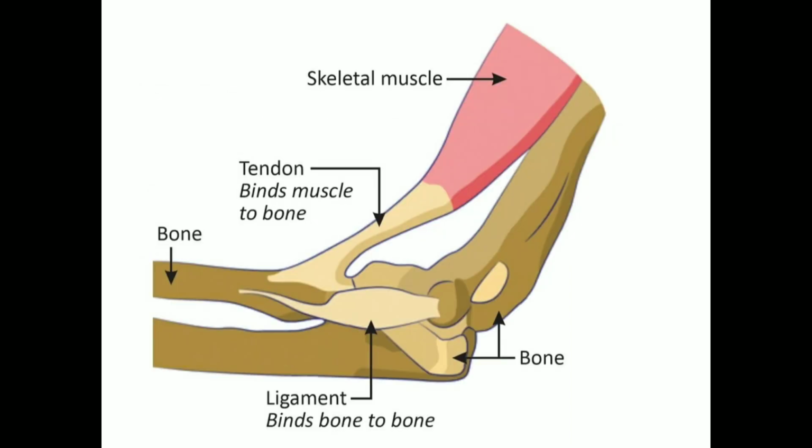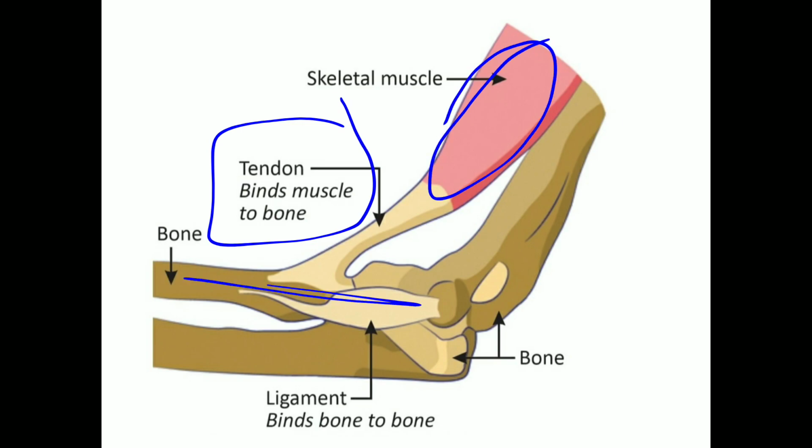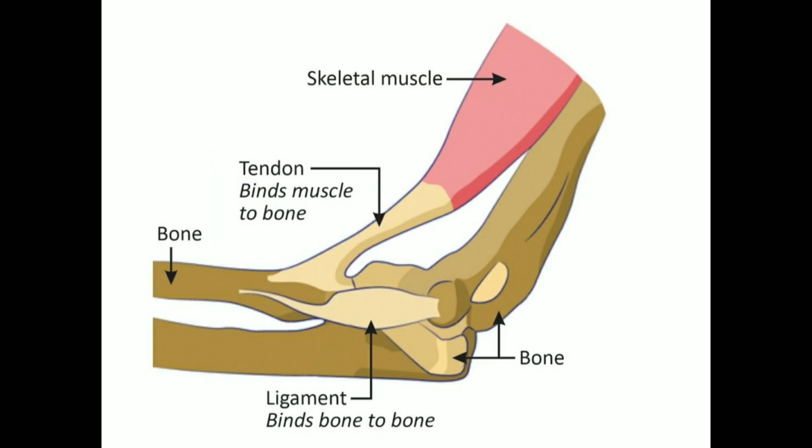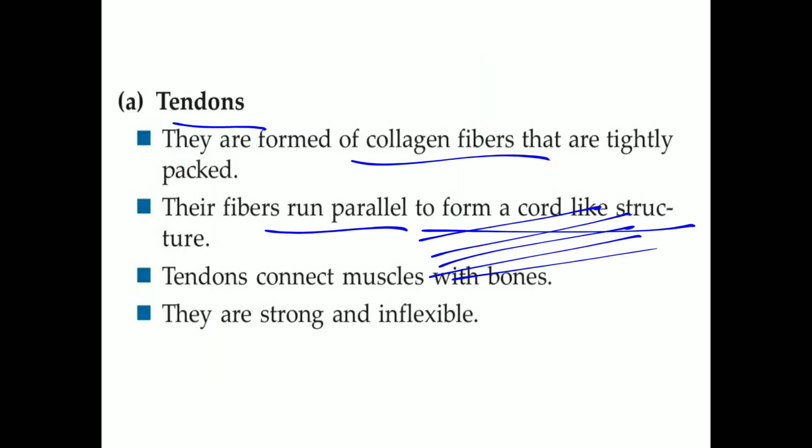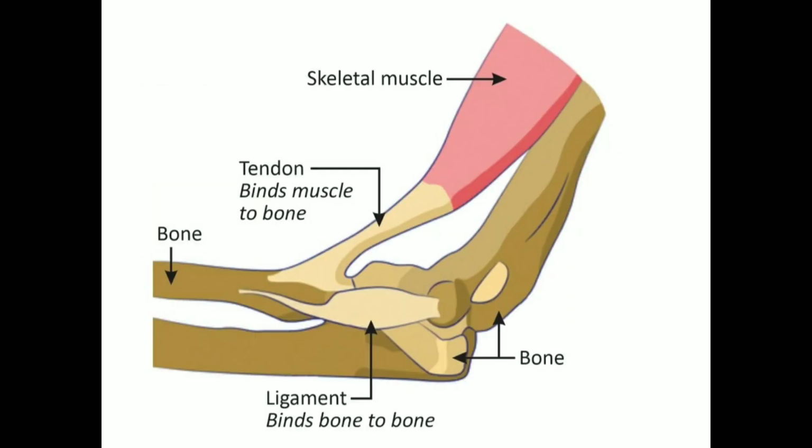And you can see here, tendons are the structures which connect a muscle to a bone. The structure which connects a muscle to a bone is a tendon. Tendons connect muscle with bones, and they are strong and inflexible structures.